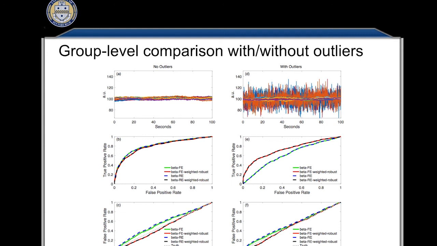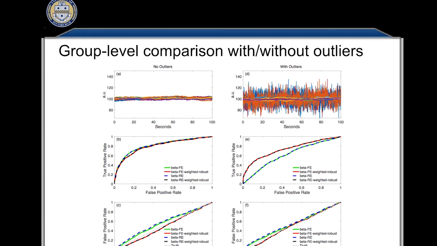This is looking at the effect of having outliers. We took some data, simulated brain activity on a subset, and ran it through group level analysis to do ROC curves. Each line represents a source detector pair from this population, and they're all about the same in terms of noise level. This is with no source detector pairs that are statistical outliers in terms of noise, so everything has good coupling to the scalp.